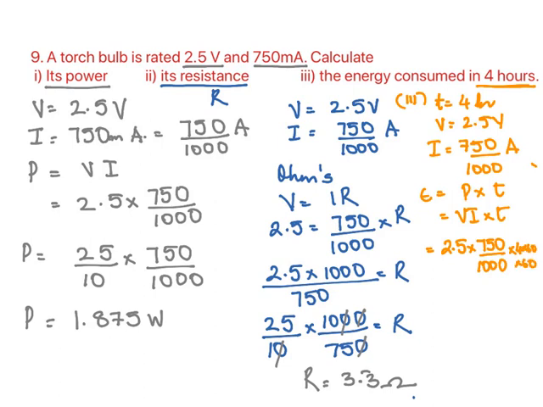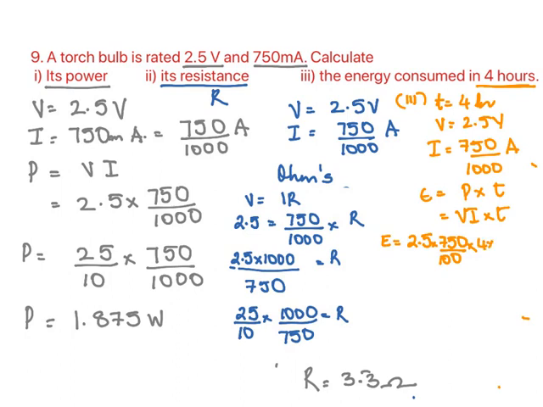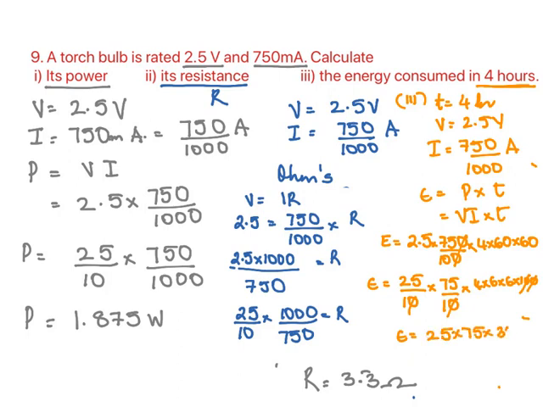So 4 into 60 into 60, converting the time into seconds. So the energy will be 25 over 10 into 75 over 10 into 4 into 6 into 6 into 100. I'll cancel this 0, and these two zeros also will cancel. So the energy is 25 into 75 into 36 into 4, so it will be 27123 joules.